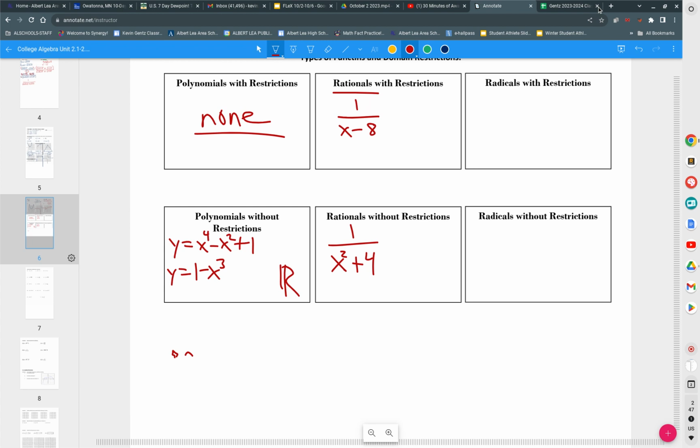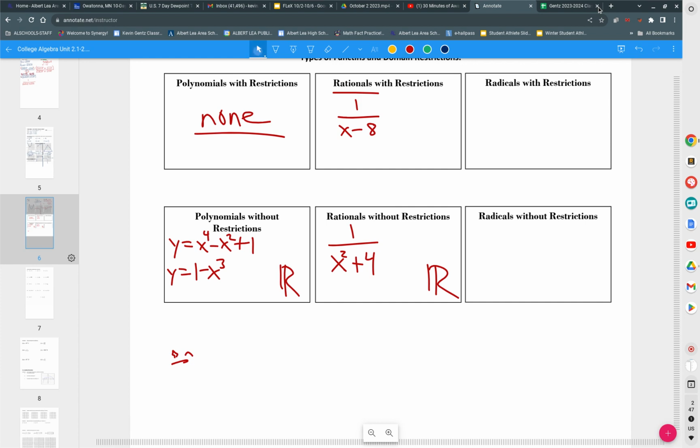Ben, give me any number. 1. 1 squared is 1 plus 4 is 5. I ain't getting 0 there. Try a negative number, negative 3. Negative 3 squared is 9, plus 4 is 13. Can everybody see that it doesn't matter what you plug in? The smallest value you're going to get out of the bottom is 4. That's the smallest number you're going to get out of the bottom, isn't it? So this is never going to be 0, so this is all real numbers.